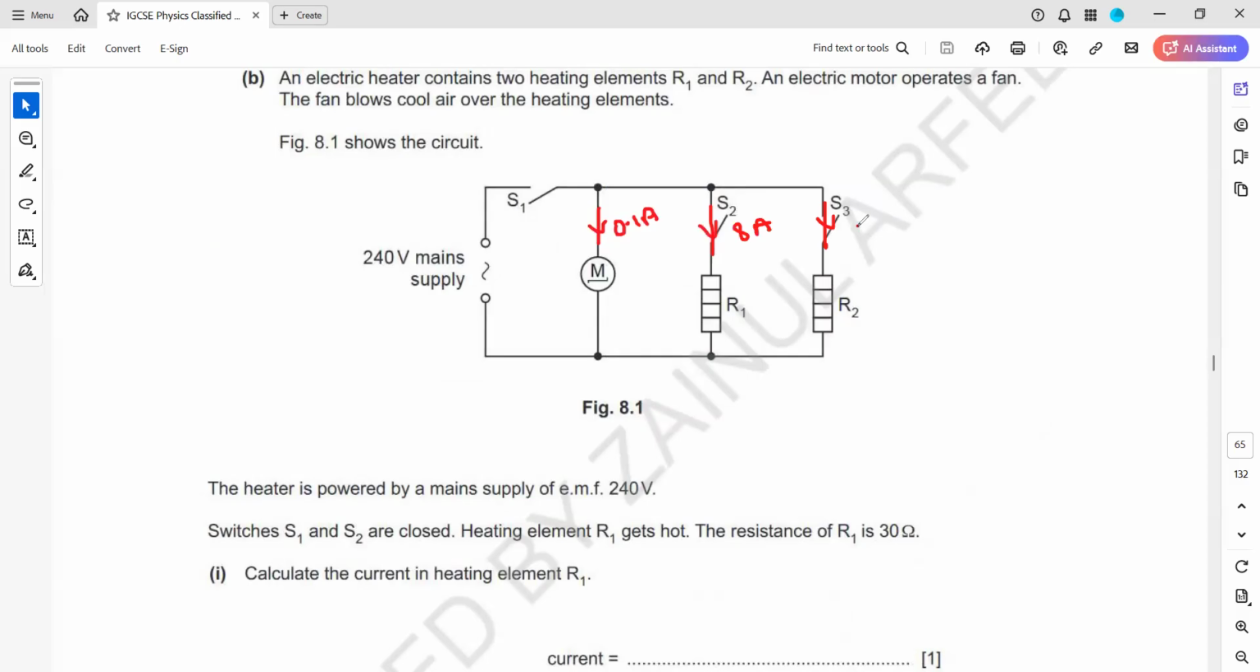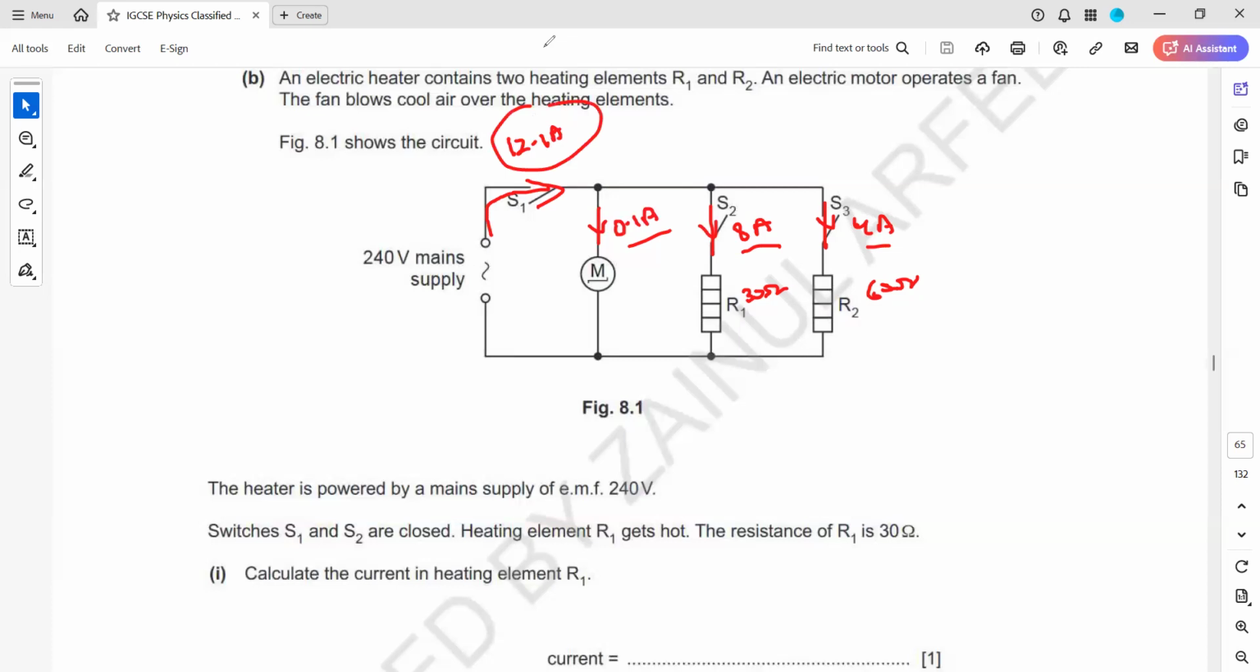Double, or half? Because this is 30 ohm, this is 60 ohm, according to the question. So the current here should be half. The ratio should be 2:1 for the current. So what is the total current in the circuit? Actually 240 is the voltage, right? We need the current. 8 ampere here, 4 ampere here, 12.1. So what should be the fuse rating?